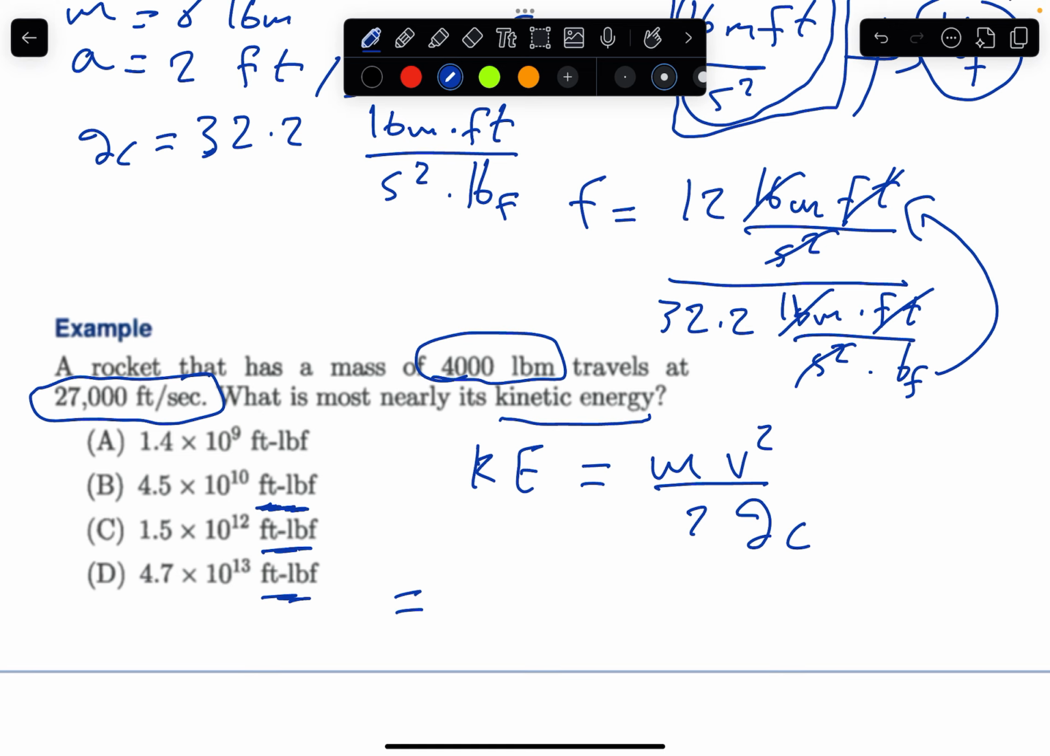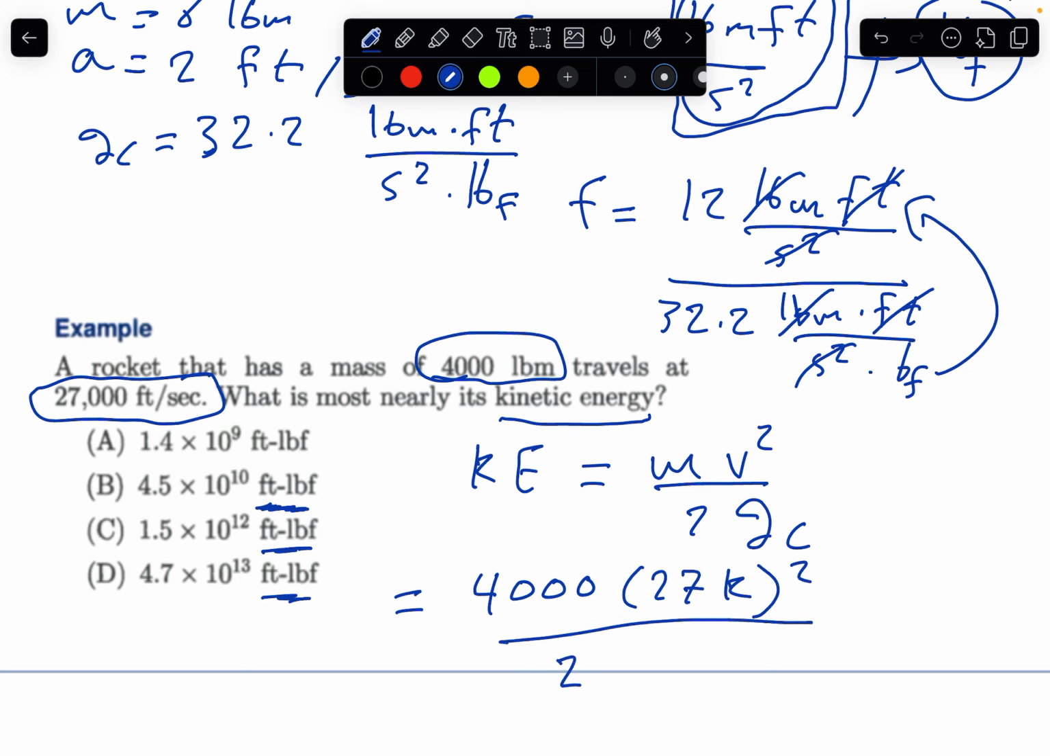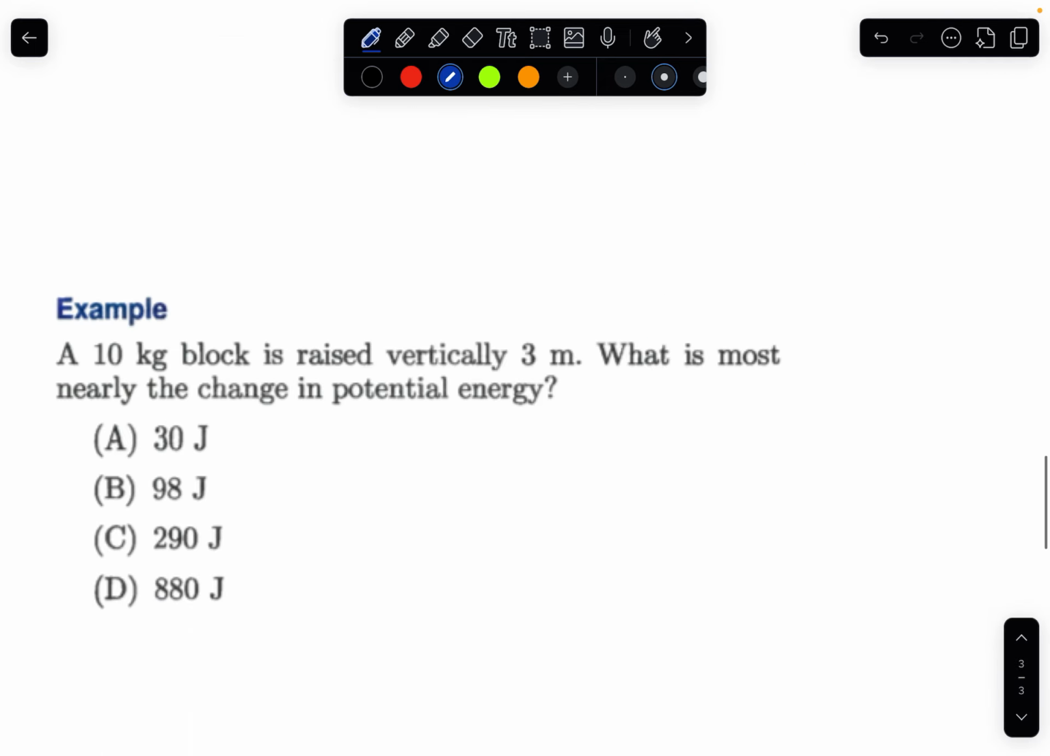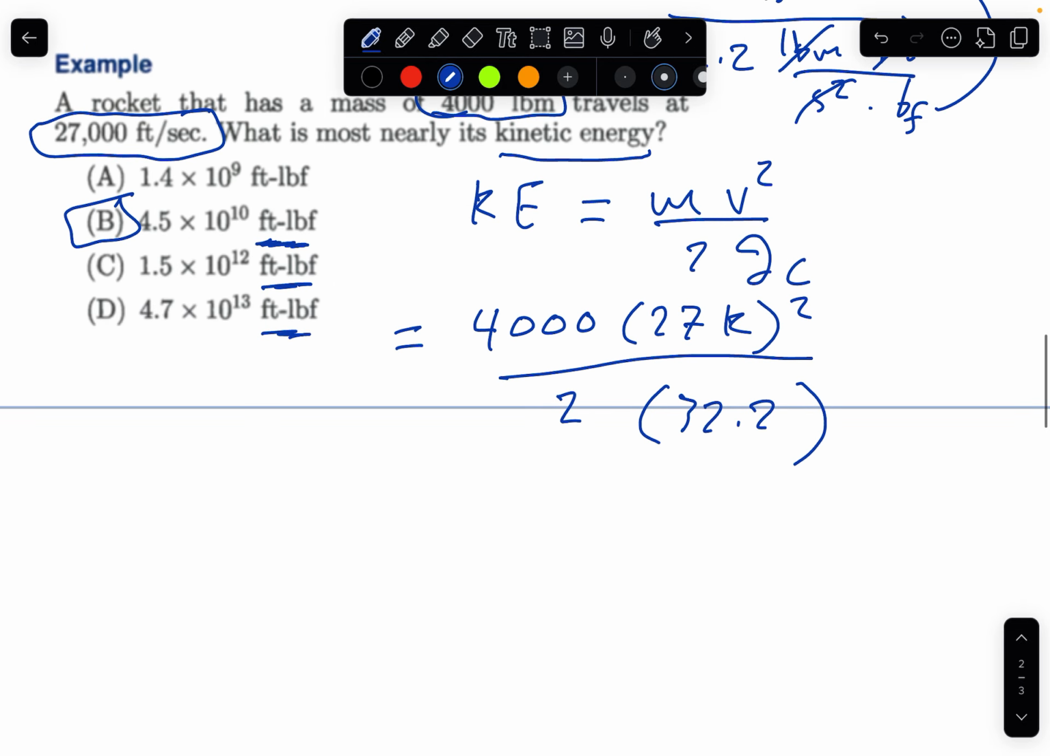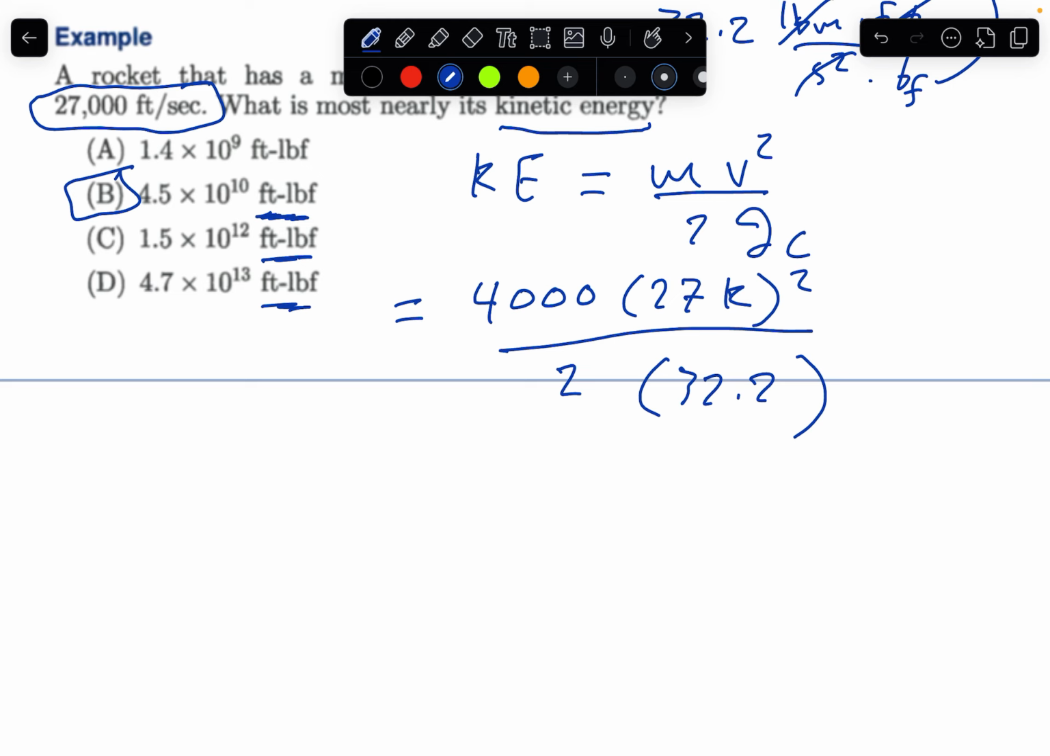So we will say m is 4K and v is 27K, squared, divided by 2 times 32.2. Okay, we'll get the answer. If you want, I can do a units analysis for this, so it will be clear for you.